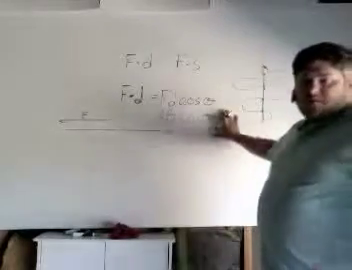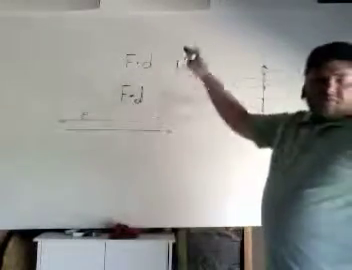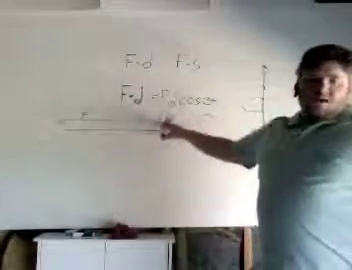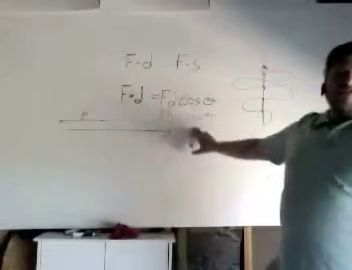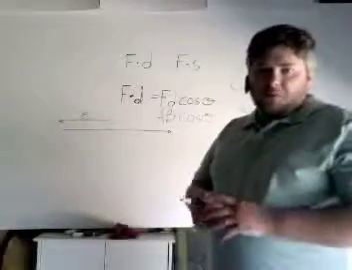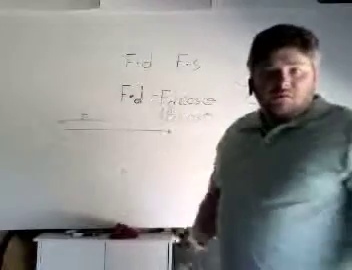Cool? Dot products. Vector times vector gives me a scalar. The generalized form is going to be vector 1 times vector 2 times the cosine of theta. And the most common dot product that we'll be dealing with is going to be work. All right.